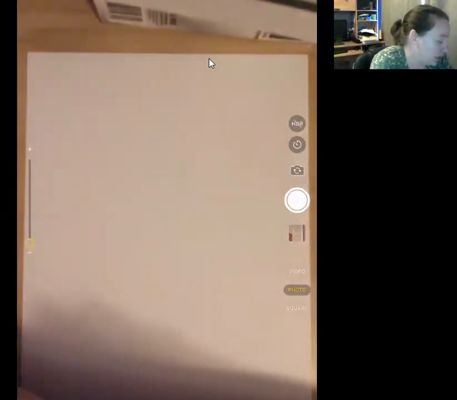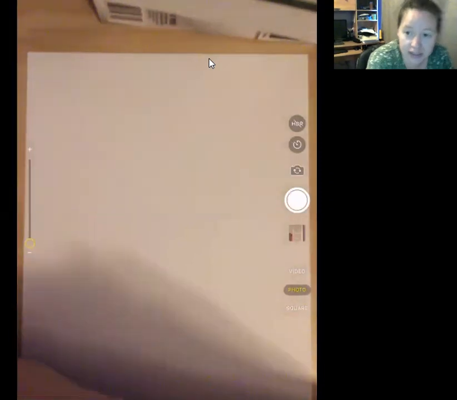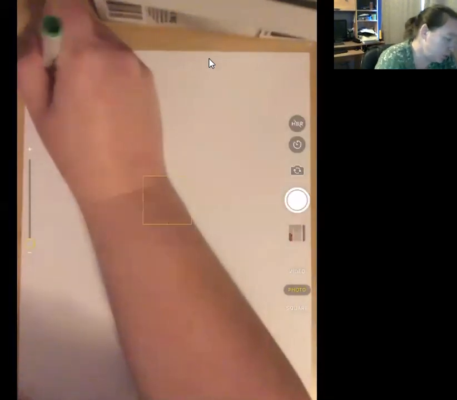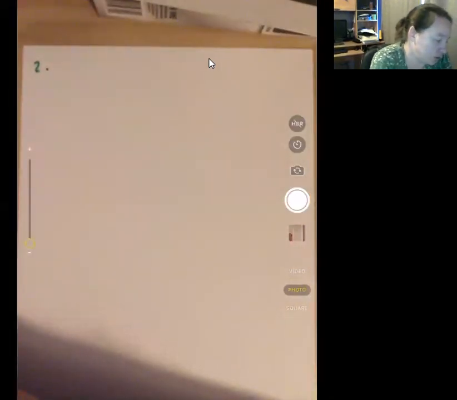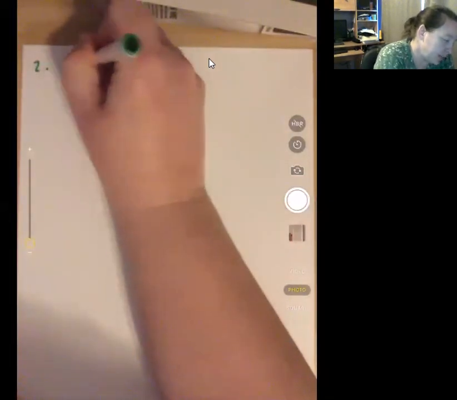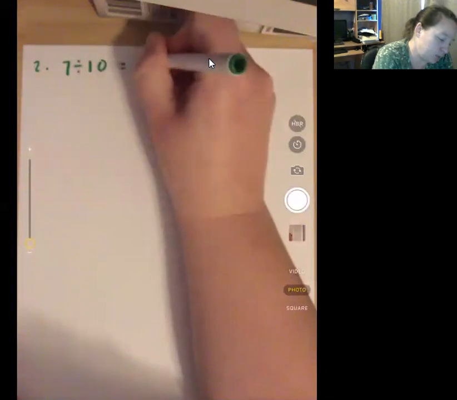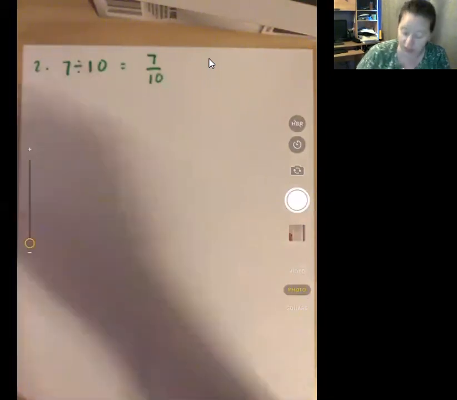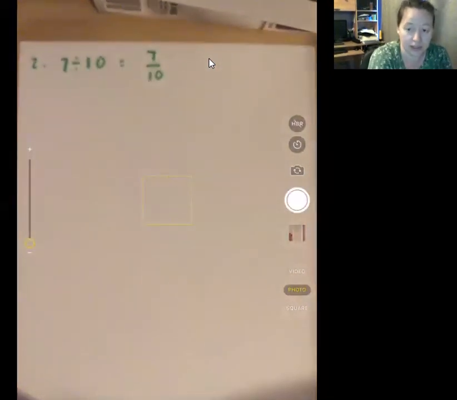So number one, they already show it, 8/6, and then they've reduced it and made it a mixed number instead of an improper fraction. So it's 1 1/3. Number two, 10 boys share 7 cereal bars equally. What fraction of a cereal bar does each boy get? 7 divided by 10 is equal to 7/10. Remember, the first number is always the numerator. The second number is always the denominator, every single time.